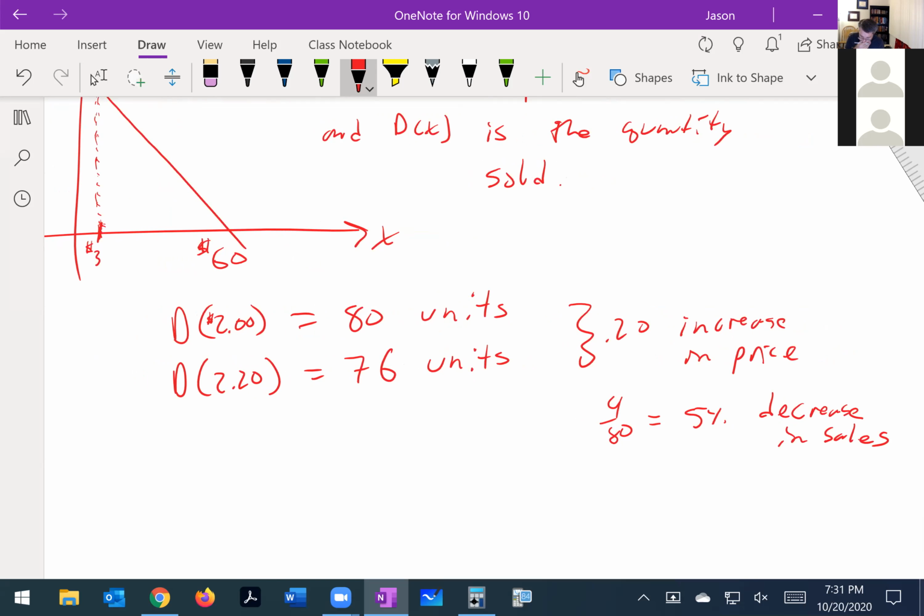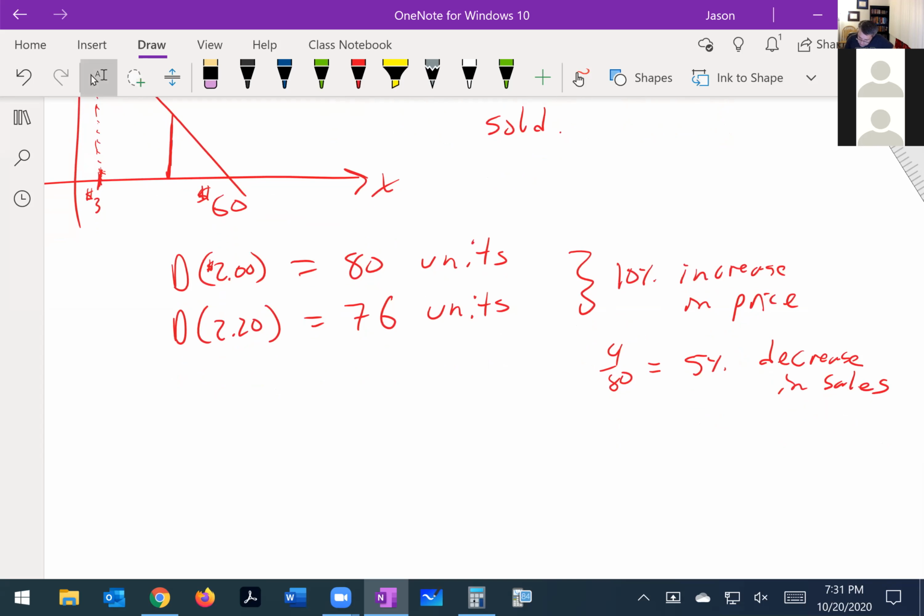Okay, so this is a 10% increase. Let me put 10% increase. So a 10% increase in price here led to a 5% decrease in sales. However, if I'm way out here, it becomes a different relationship.